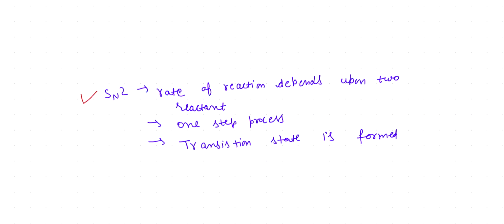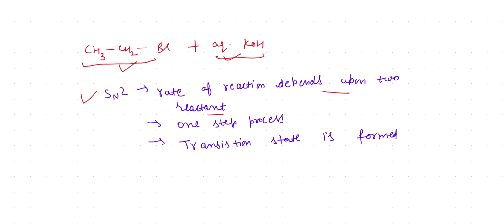In this mechanism, the rate of reaction depends upon two reactants. So what is the meaning of two reactants? As in the previous example, let us take ethyl bromide and its reaction with aqueous KOH. So these are two reactants: one is alkyl halide, another one is aqueous KOH. So in a bimolecular nucleophilic substitution reaction, the rate of reaction will depend upon the concentration of both of these reactants.